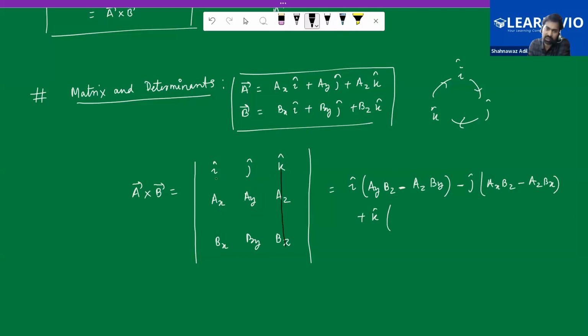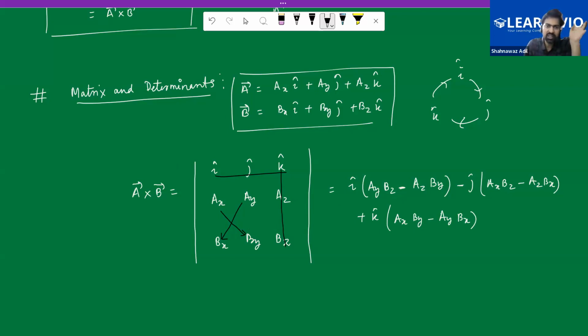Discard this one, discard this one, so you have this one, right? So this would be AXBY minus AYBX. So you don't have to remember this form. You just make this matrix, discard all these things, and you apply it, right? So that is the last topic, which is the dot product that you have learned in cross product that you have learned here.